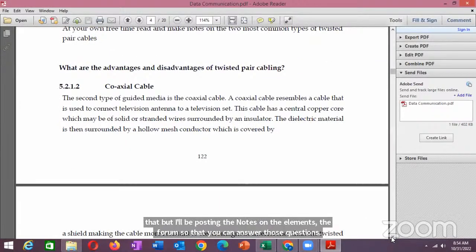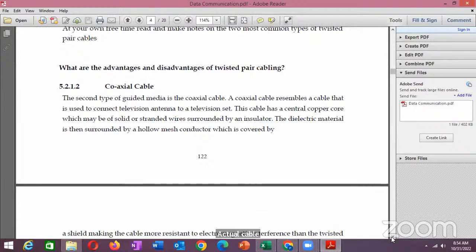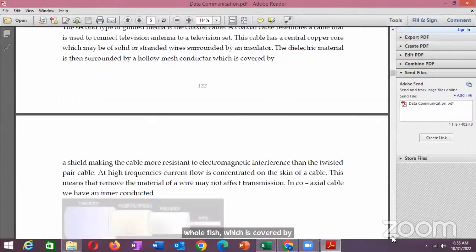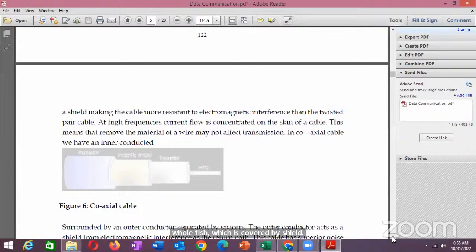The coaxial cable. The second type of guided media is the coaxial cable. A coaxial cable resembles a cable that is used to connect a television antenna to a television set. This cable has a central copper core, which may be of solid or stranded wires, surrounded by an insulator. The dielectric material is then surrounded by a hollow mesh, which is covered by a shield, making the cable more resistant to electromagnetic interference than the twisted pair cable. At high frequencies, current flow is concentrated on the skin of a cable. This means that removing the material of a wire may not affect transmission.